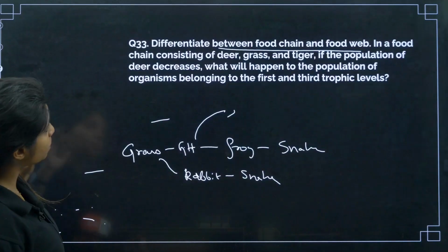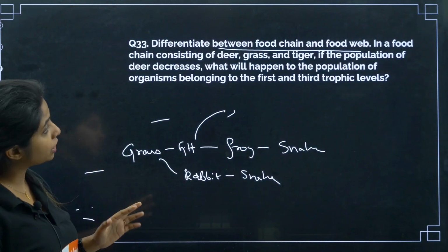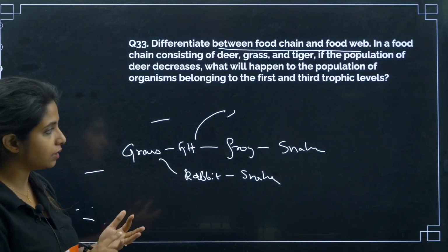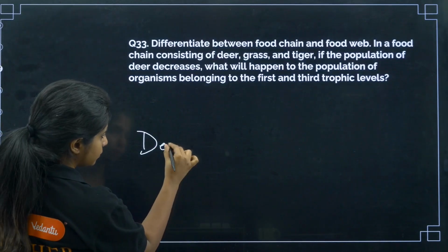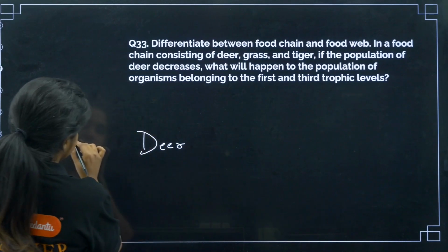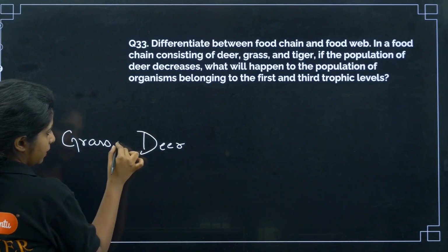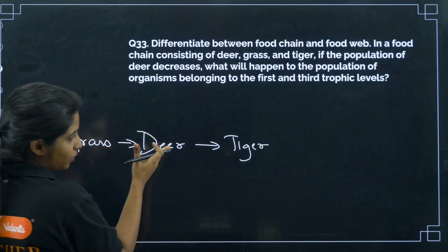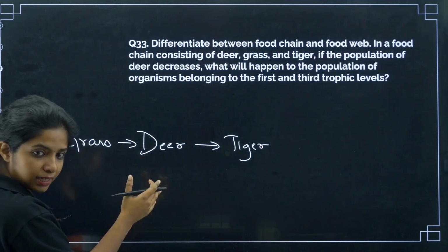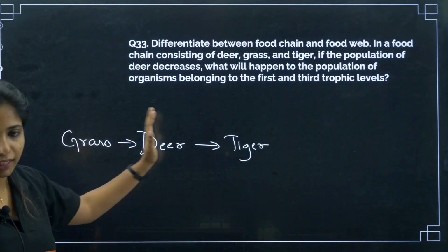Now, the next part of the question is, in a food chain consisting of deer, grass and tiger, what do we have? We have deer, grass and tiger. Why did I arrange it like this? Because obviously grass is not going to eat the deer, deer is going to eat the grass. So you have to write it like this only.